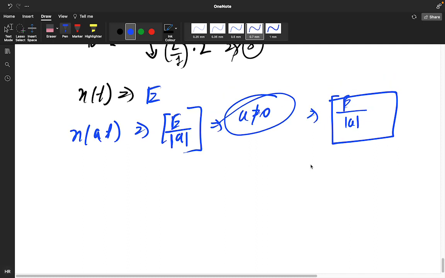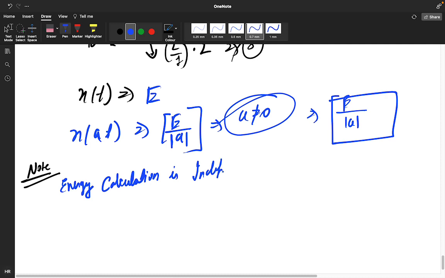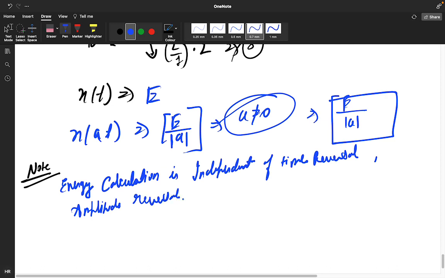So note the important point. Energy calculation is independent of time reversal, amplitude reversal, and time shifting. But it depends on time scaling.